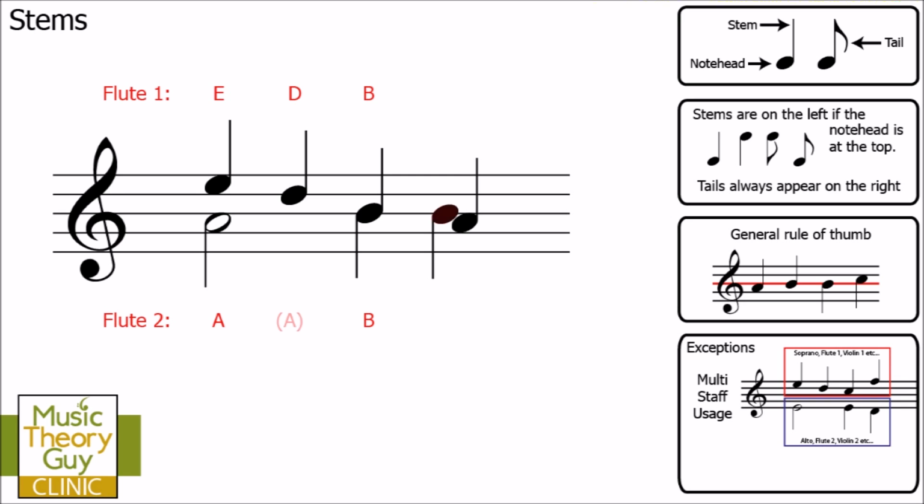Now, this note here, which I've highlighted red, it's a B again. Who's going to play it? Well, it's going to be flute 2 because that stem is pointing downwards. Don't be fooled by the fact that the note head is higher than the note next to it. Because the stem is pointing downwards, it will be flute 2 that plays that note. So the A, because the stem is pointing upwards, that's going to be played by flute 1.